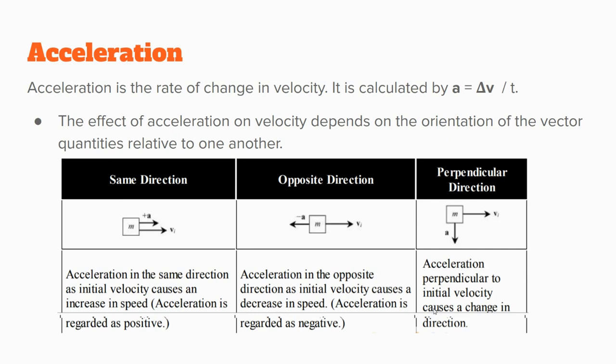Okay, then we can talk about acceleration now. Acceleration is the rate of change in velocity, and it is calculated by delta v over t. The effect of acceleration on velocity depends on the orientation of the vector quantities relative to one another. So there are three orientations. The first one is when acceleration and velocity have the same direction.